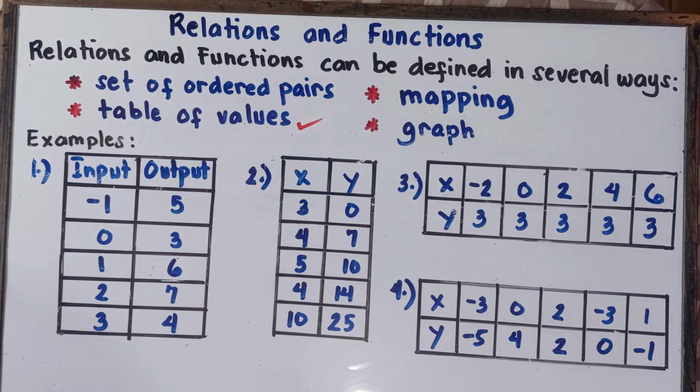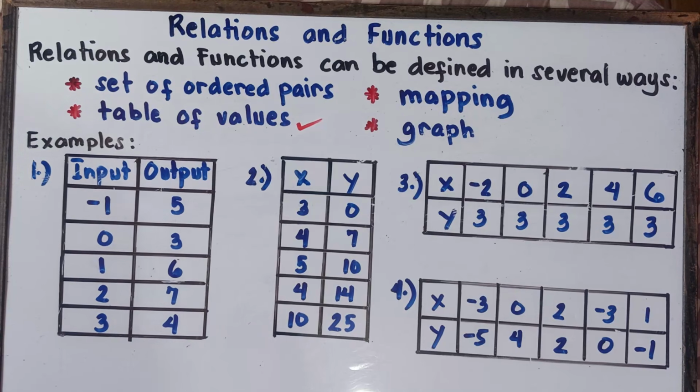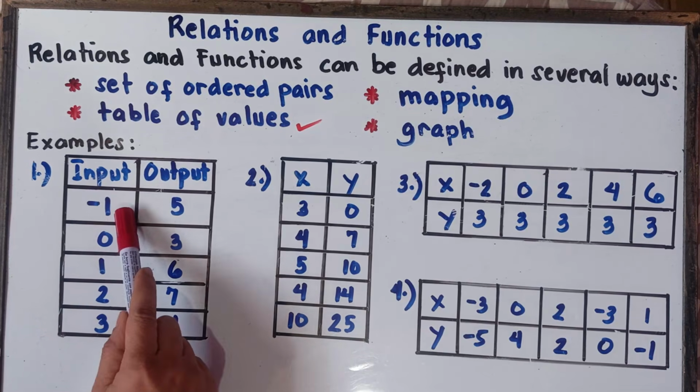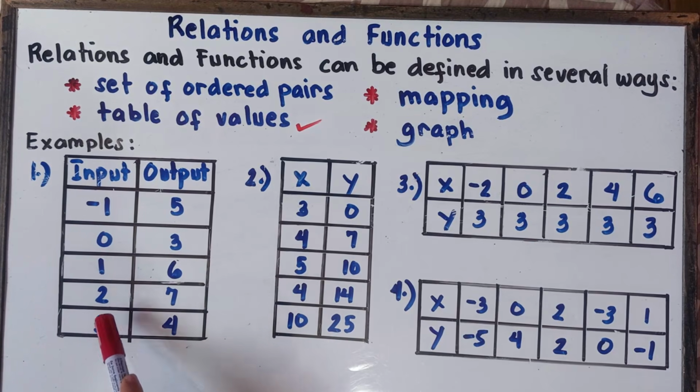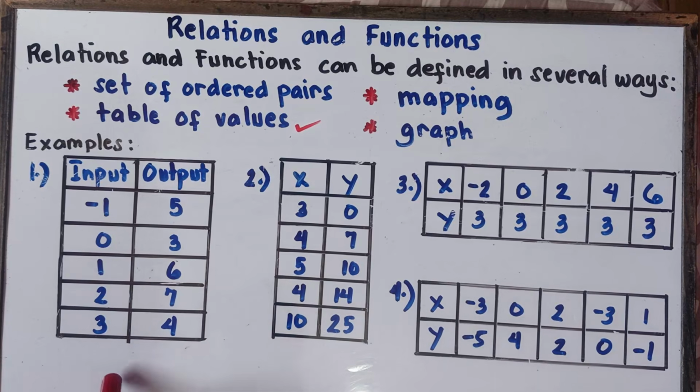Now, the quick and easy way, class, to determine if the given table of values is a function or not, just simply check the x values. Simply check the input. If the input is repeating, therefore, it will not be a function. So for example, number 1, we have negative 1, 0, 1, 2, 3. Are the x values repeating? Nope. There's no number for the x value that would be repeating. Therefore, the easy way, this will be a function.